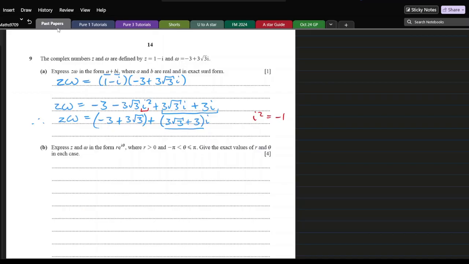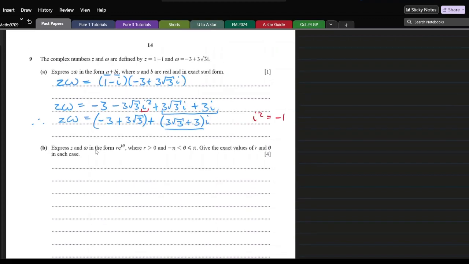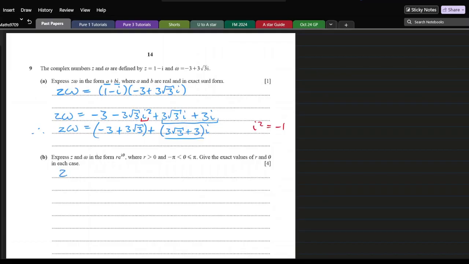Part B, express z and omega in the form r e to the i theta, where r is greater than 0 and theta is between negative pi and pi. Give the exact values of r and theta. Alright, so let's start with z. z is equal to 1 minus i. We know that r is equal to the modulus. So the modulus of z is equal to the square root of 1 squared plus negative 1 squared, which would be root 2.